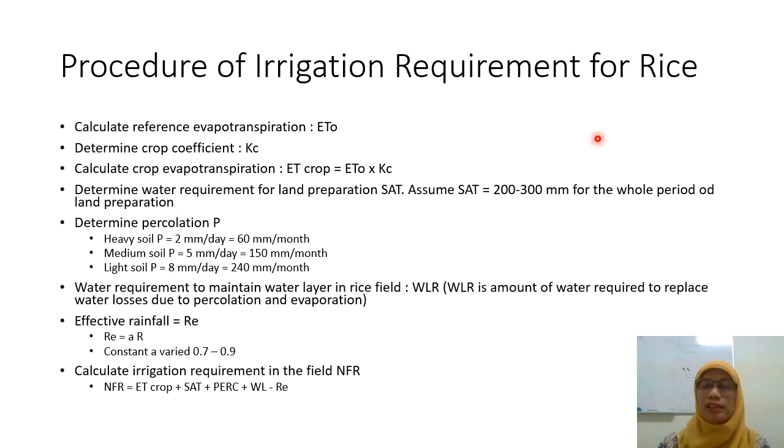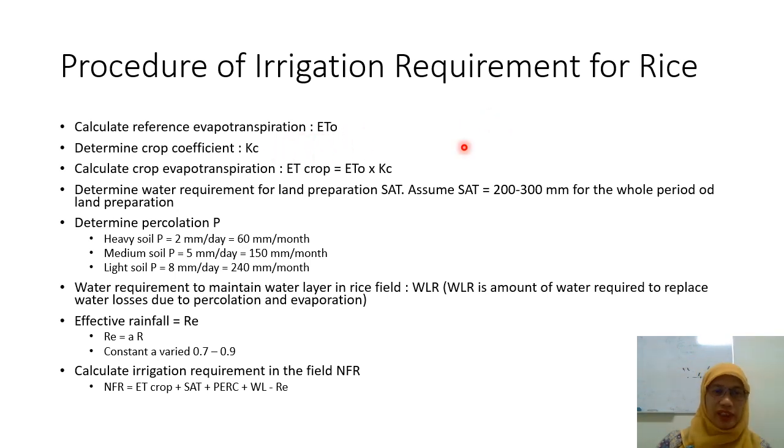The irrigation infrastructure should provide water for rice cultivation, and the procedure is like this. First, we calculate the reference evapotranspiration or ETo. I suggest to use CropWat or an ET calculator. And the second, we determine the crop coefficient. We have a table for this.